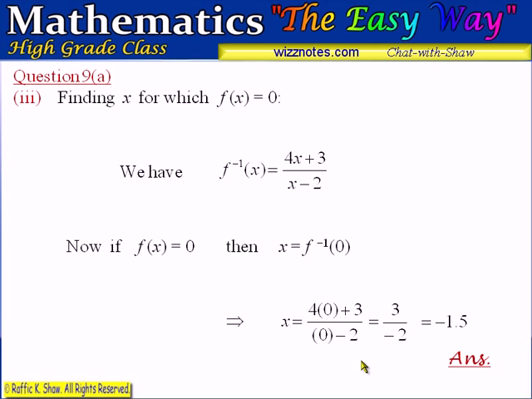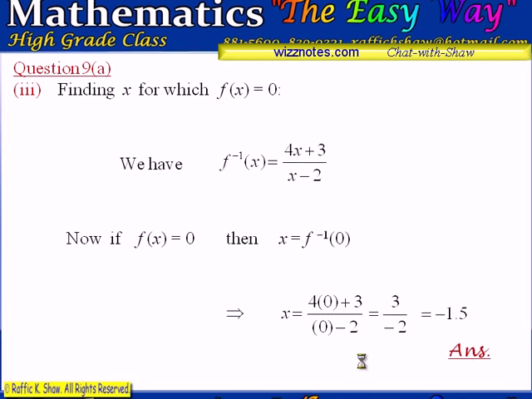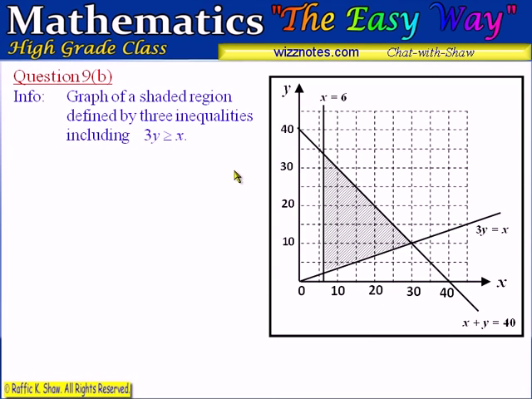Let's move now to part B, question 9b. In question 9b, we are given this graph with 3 lines and a shaded region which is represented by 3 inequalities associated with these 3 lines. We are also told that the inequality associated with the line 3y equals x, that's this line, is 3y greater than or equal to x. And that is true because the line 3y equals x is an unbroken line.